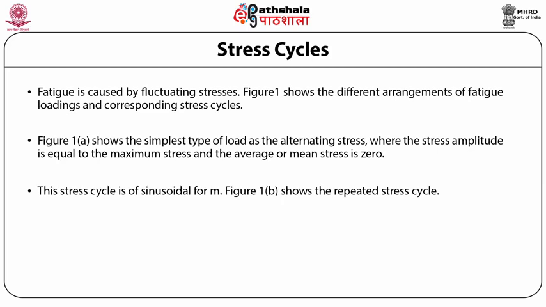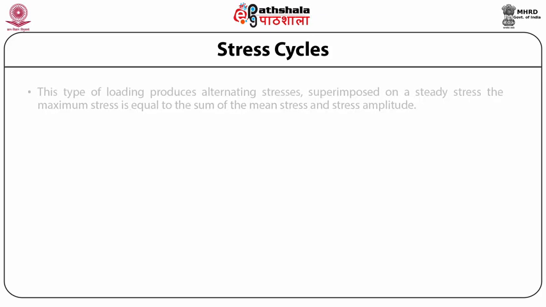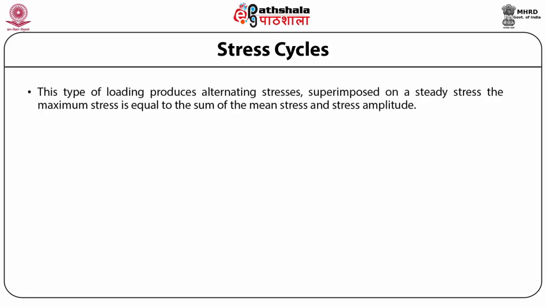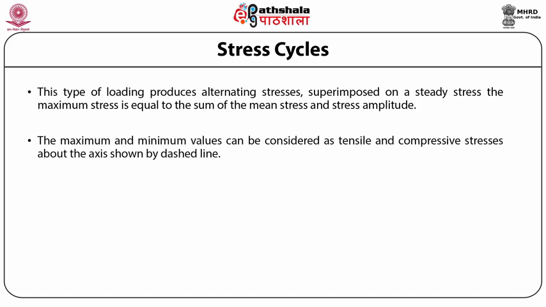The B part of the figure, which is the second part, shows the repeated stress cycle. This type of loading produces alternating stresses superimposed on a steady stress. The maximum stress is equal to the sum of the mean stress and the stress amplitude. The maximum and minimum values can be considered as tensile and compressive stresses about the axis shown by the dashed line.